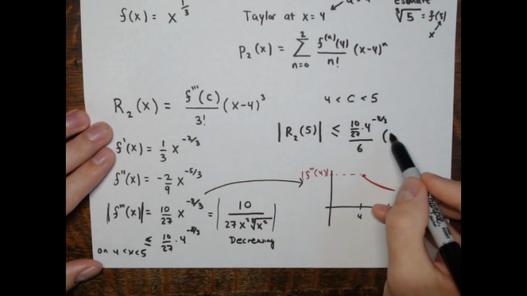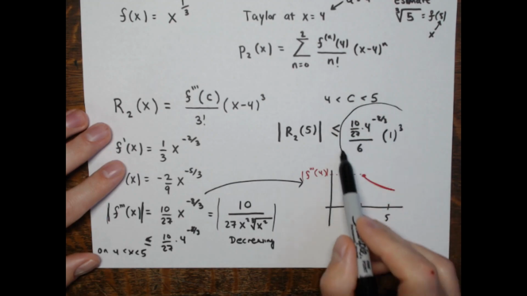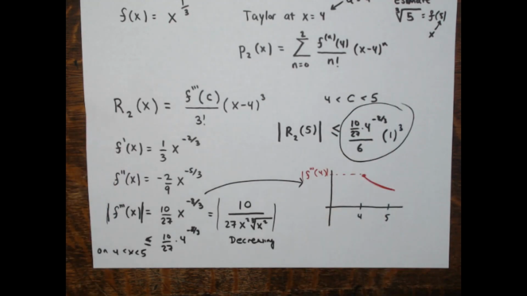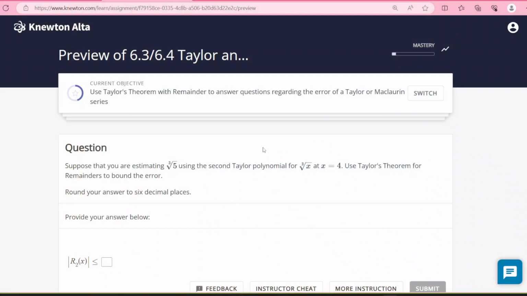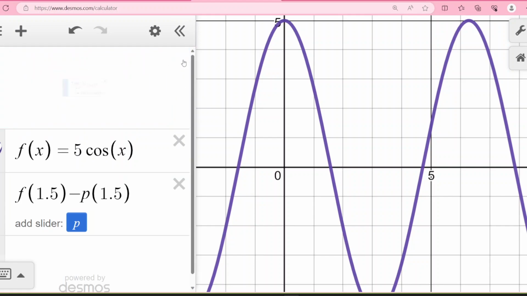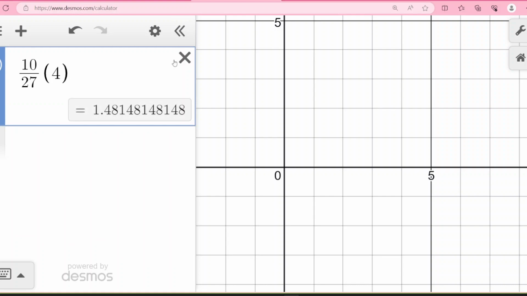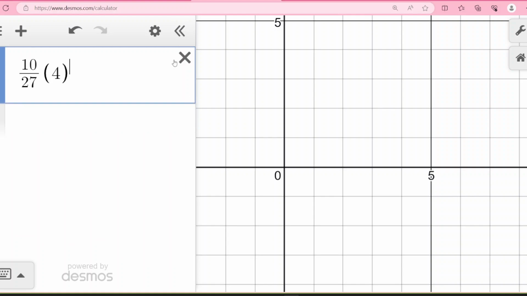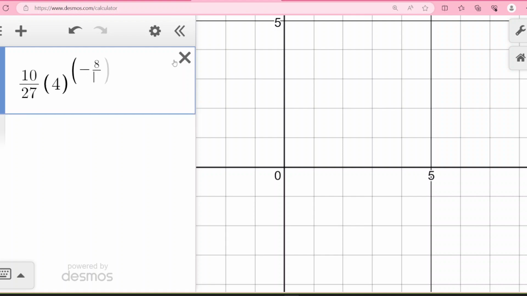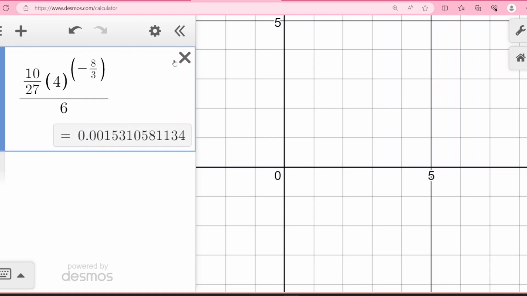So 5 minus 4 to the third, that's just 1 to the third. So really no need to type that. And then they want us to round this thing here to 6 decimal places. All right, so back here, previous problem stuff. Let's put that expression in. I had 10/27 times 4 to the negative 8/3 power. All right, so there's that value, and then this gets divided by 6, and that's it, right?